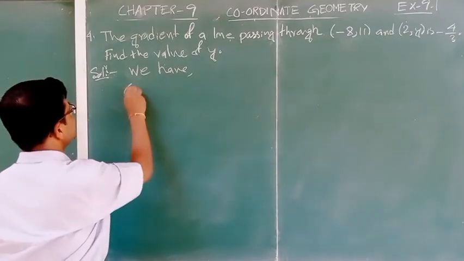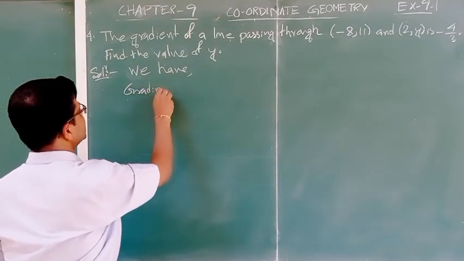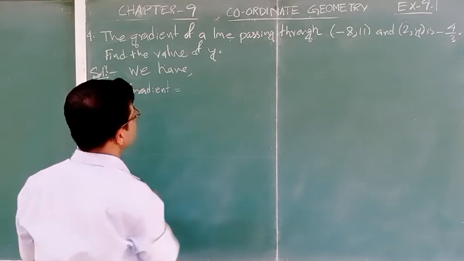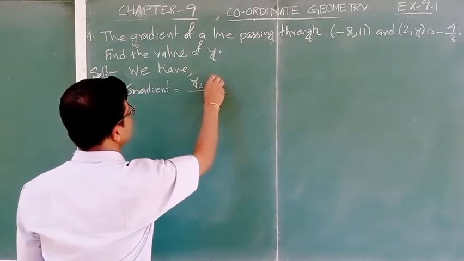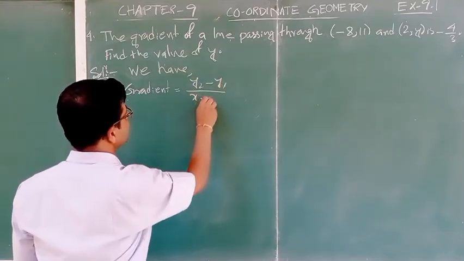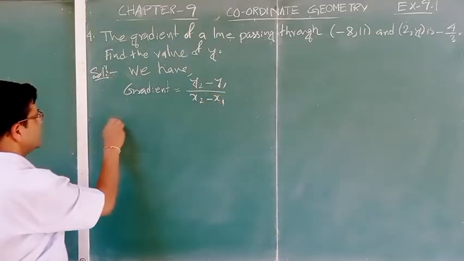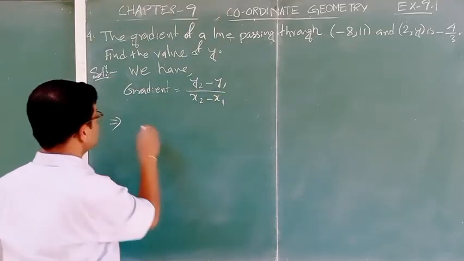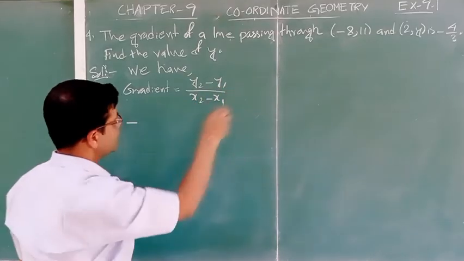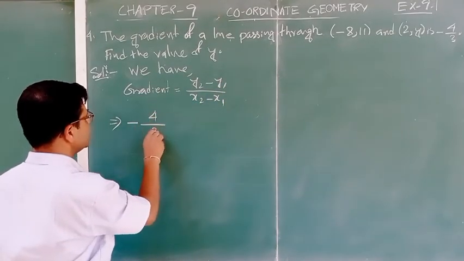What is gradient? What is the formula for gradient? Gradient is equal to, we know that this is y2 minus y1 divided by x2 minus x1. This is the formula or the definition. The value of gradient is how much? You see at the end it is given minus 4 by 3.